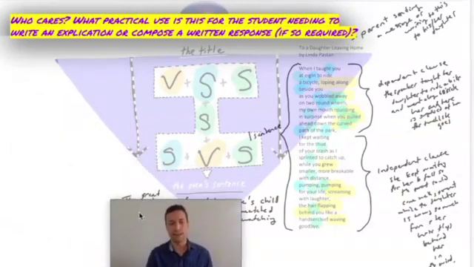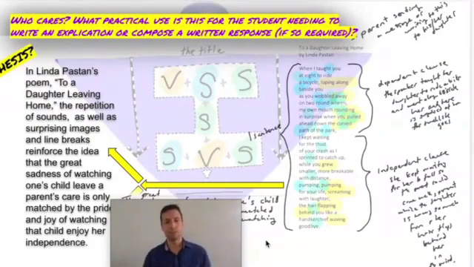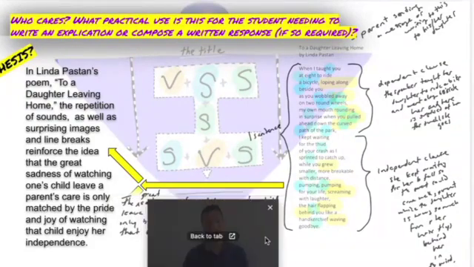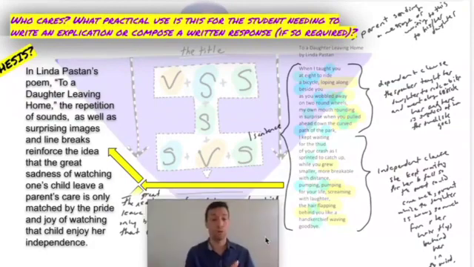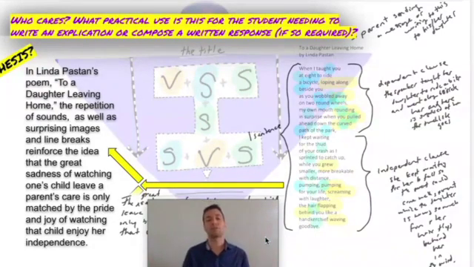Well, if we know that to be the case, what we can do is we can build toward a thesis, right? And we can say, maybe we can revise it, and maybe we say this. Maybe we say, in Linda Pastan's poem, To a Daughter Leaving Home, the repetition of sounds as well as the surprising images and line breaks reinforce the idea that the great sadness of watching one's child leave a parent's care is only matched by the pride and joy of watching that child exert her independence. So, it's not a perfect thesis, but it's a starting place.